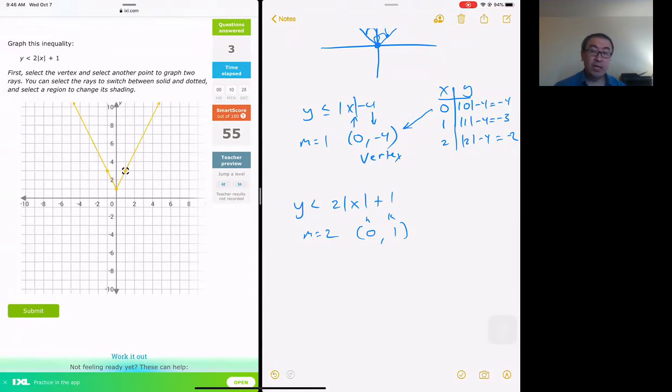Okay. Solid or dotted? And I'm pretty sure you're going to make a couple of mistakes like this. Y is strictly less than the line, so we're not allowed to stand on that line, so it's dotted. And then we're going to shade above or below. Y is less than, below.